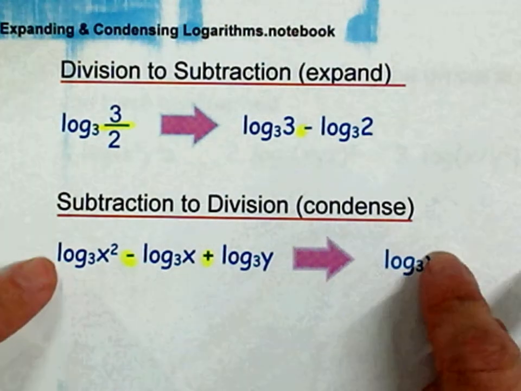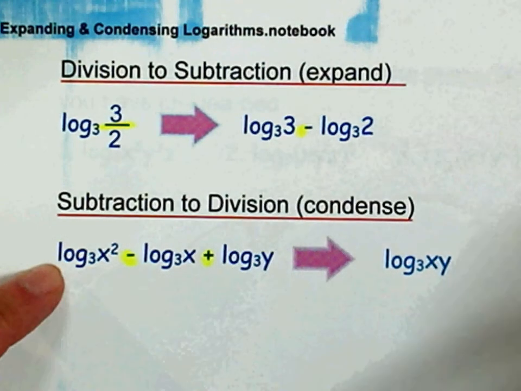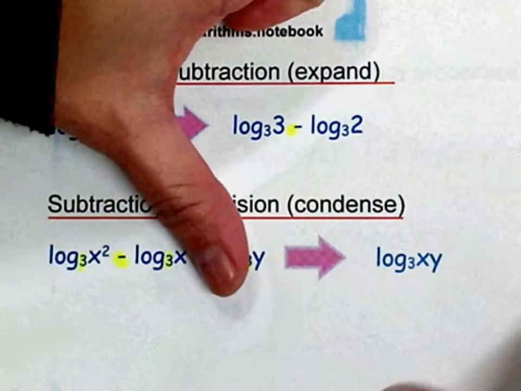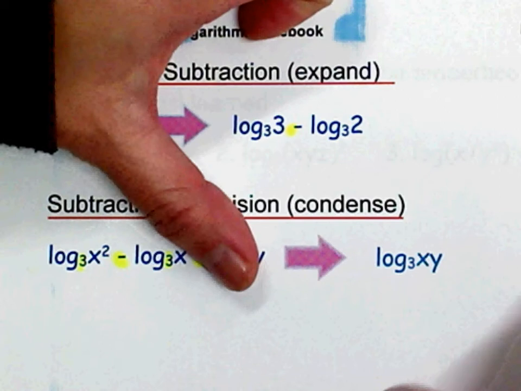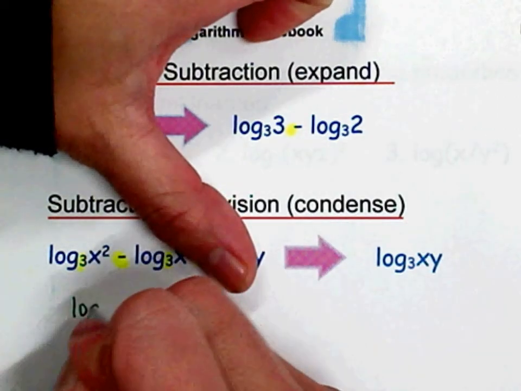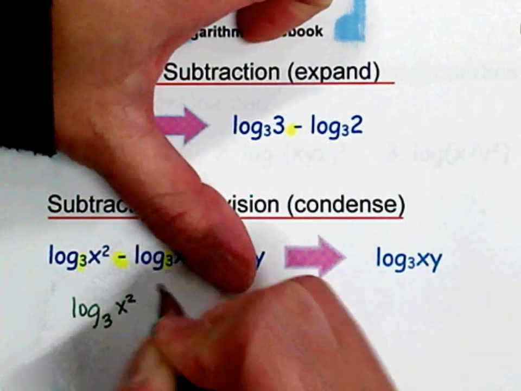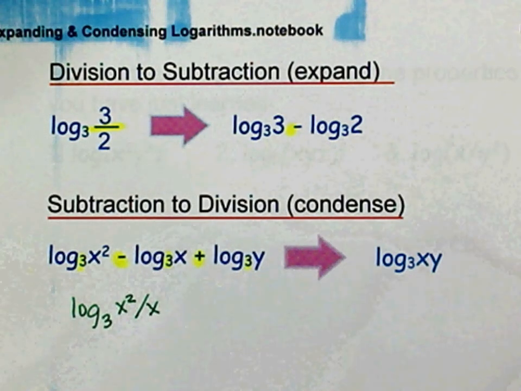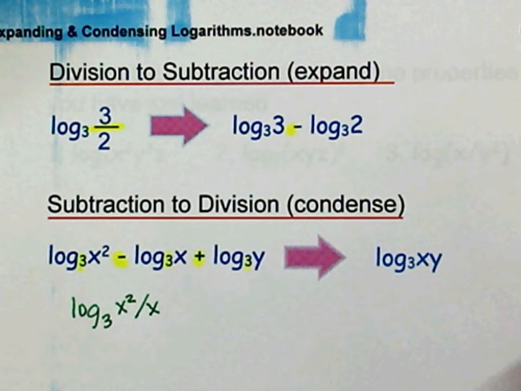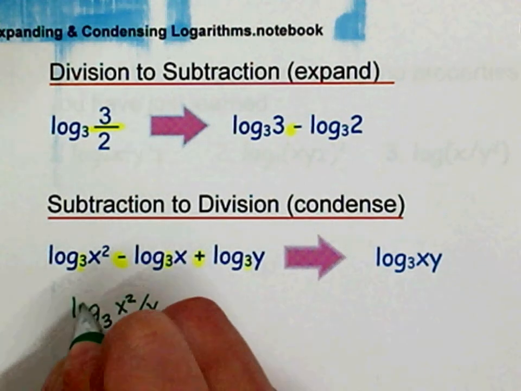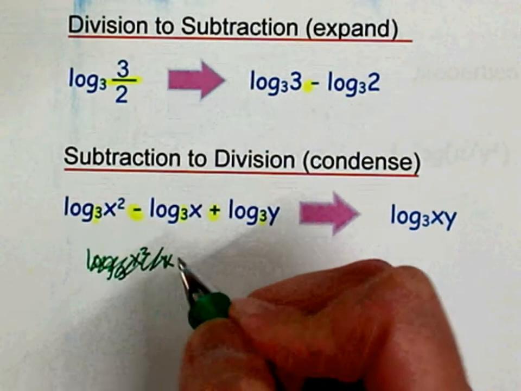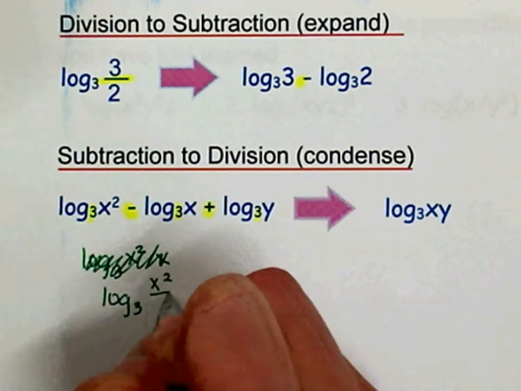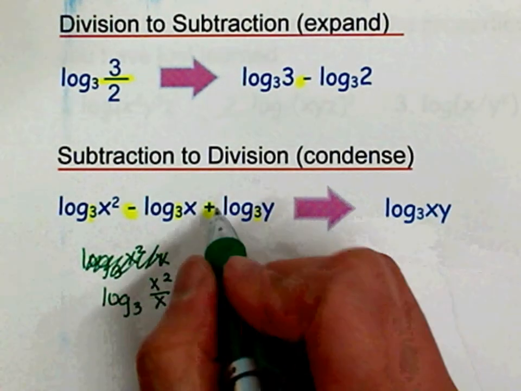So now let's take a look. All of these have the same base. First two, left to right, you follow order of operation. This is the same as log base 3 of x squared. Instead of minus, divide by x. Do you see that right there? Okay? I'm going to write it a little differently, just so you guys can see better. So let me move this up. Log base 3 x squared divided by x plus y.